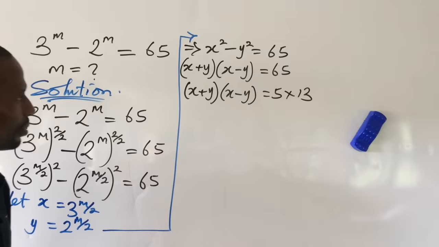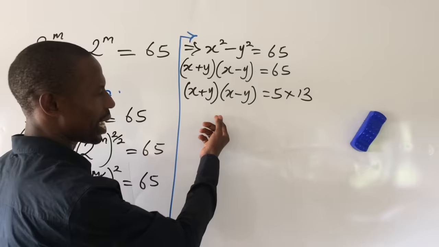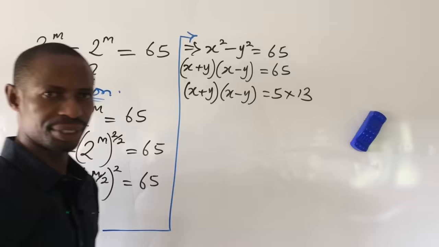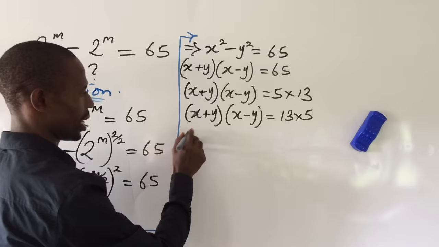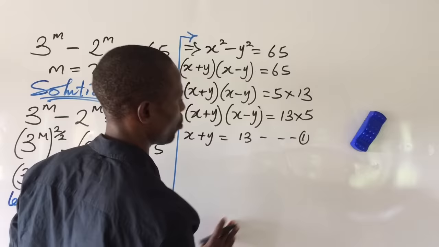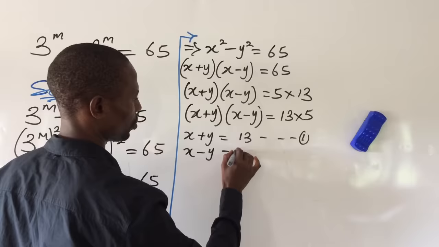So the sum of these two numbers must be greater than the subtraction of these two numbers. And so we have to rewrite the expression we have on the right-hand side. So our expression will now become (x plus y)(x minus y) equal to 13 times 5. With that, this now implies that x plus y equal to 13. Let's take this as equation 1. Then x minus y equal to 5. Let's take this as our equation 2.